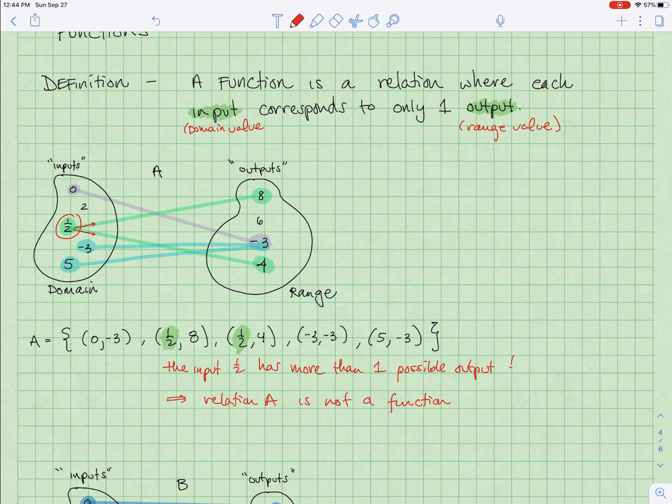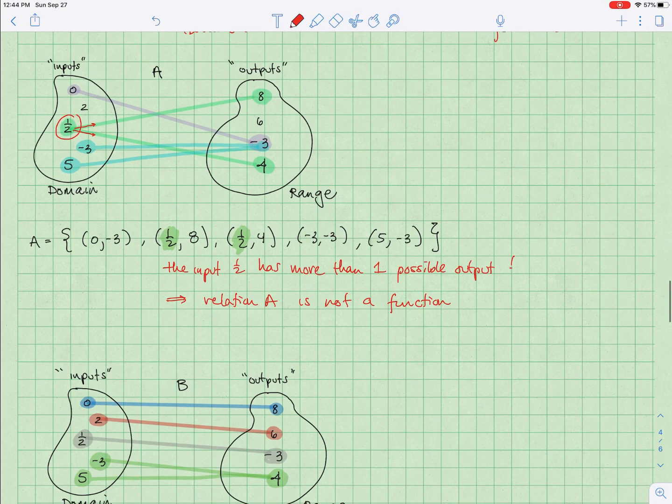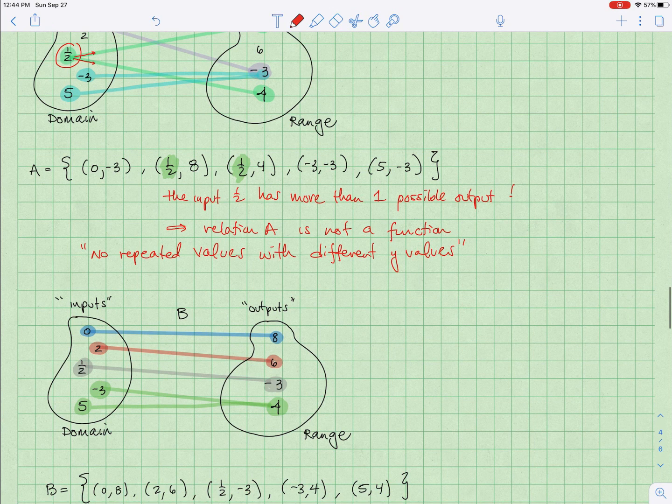So that's what you're looking for. You're actually looking for repeated x values that have different y values. So no repeated x values with different y values. That's what you're looking for when you want to say something is not a function. Okay.